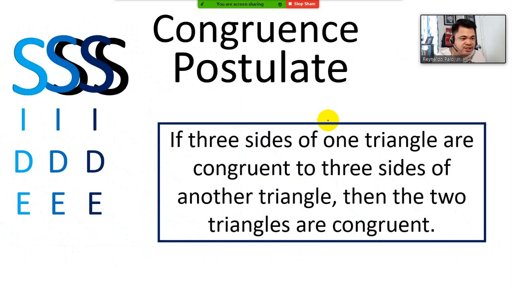This is now the conditional statement for the SSS postulate. If three sides of one triangle are congruent to three sides of another triangle, then the two triangles are congruent. Again, three sides congruent to three sides of the other, for us to say the two triangles are congruent. So this is the postulate under SSS. Okay?